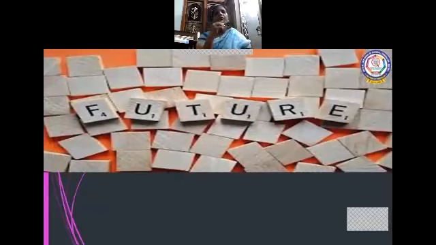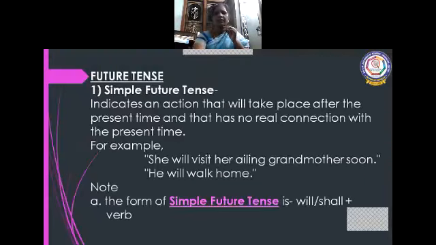Okay, future. So future tense is what is going to happen tomorrow, day after tomorrow, next month, next week, 10 years after, or whatever it is. Simple future tense indicates an action that will take place after the present time and that has no real connection with the present time. She will visit her ailing grandmother soon. He will walk home.